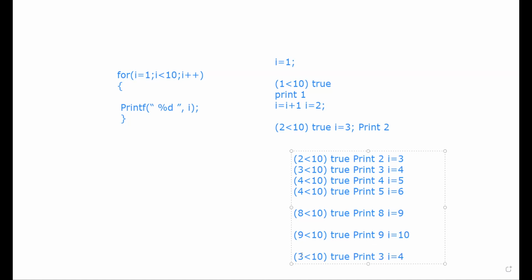Now here I will become 10. So 10 is less than 10, condition will become false. And it will come out of the loop. It will not go inside the loop. So this is how this program will run, and you get this output 1 to 9.